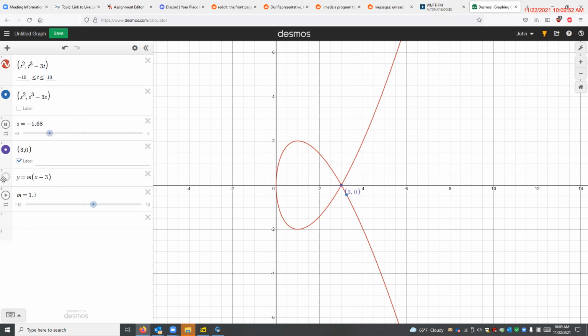Now I want to find those two tangent lines. That's what's next. Looks like I got one here. And here, something like this. So how do I find those?